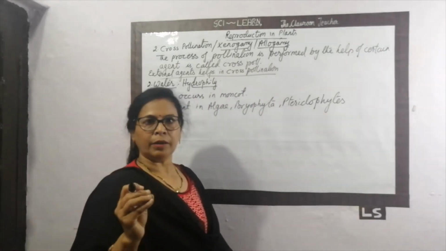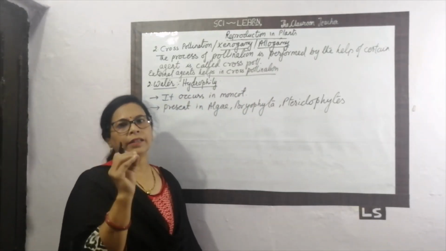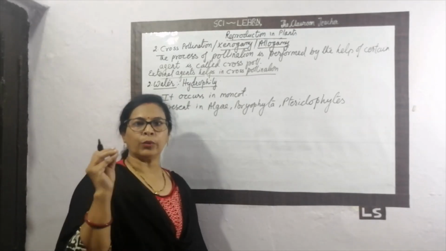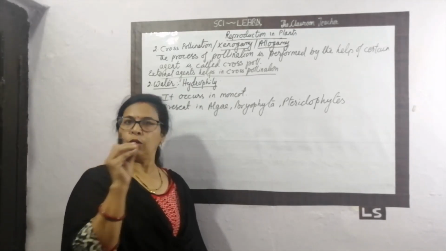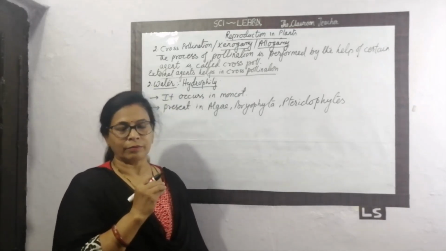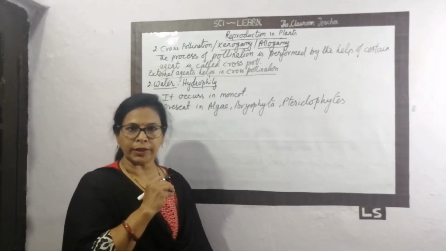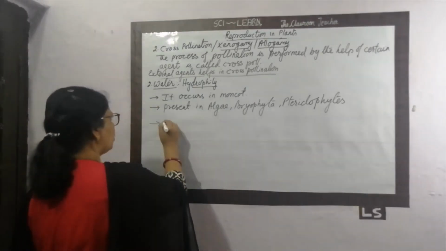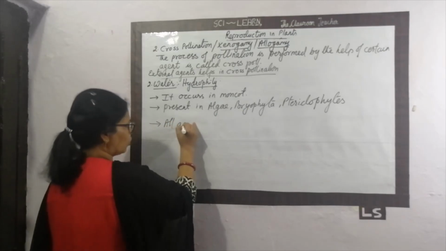Okay, algae, bryophytes, pteridophytes, they show this type of pollination. All aquatic plants do not get pollinated by water. Why do all aquatic plants not get pollinated by water? Let us think a little bit.